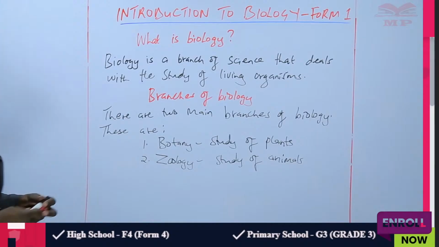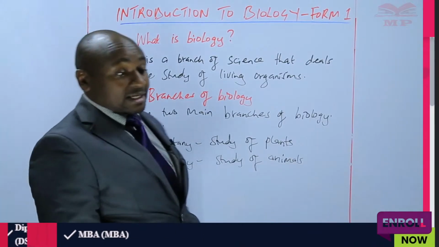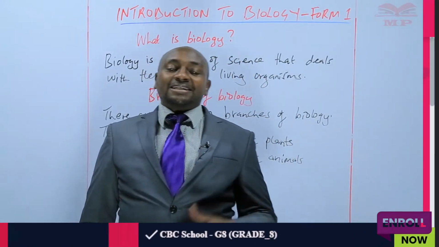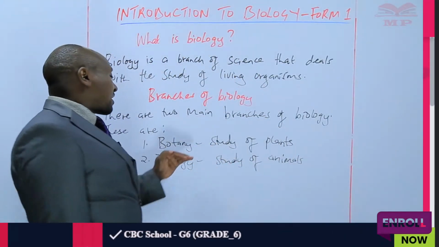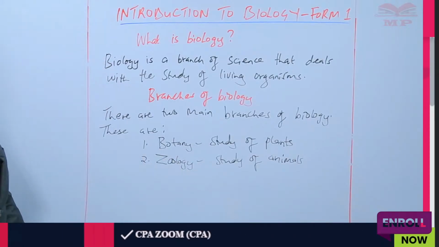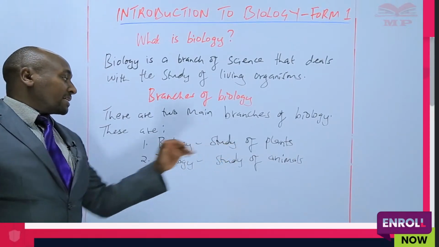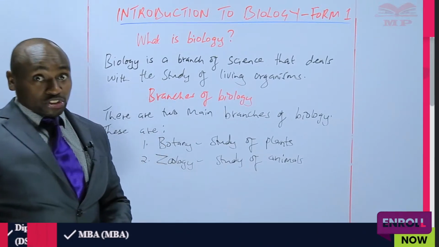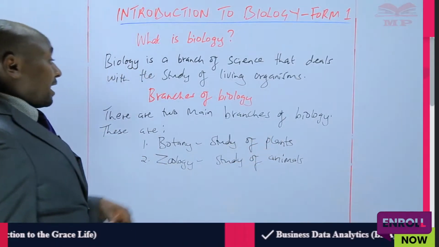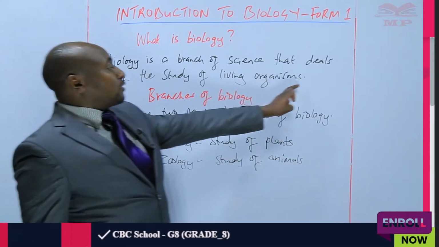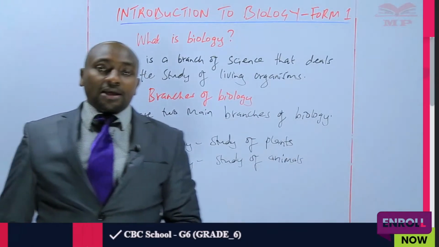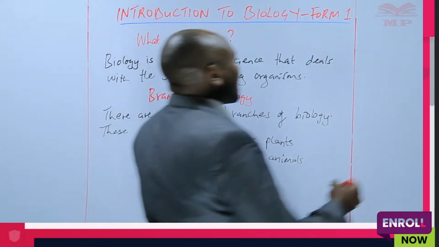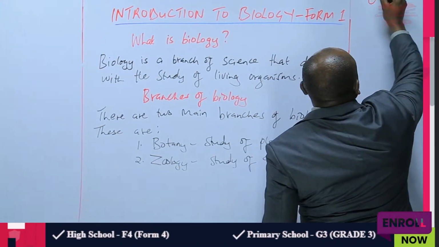Now, those are not the only branches that we have. We have other branches that are smaller, but we are saying that these are the main ones, whereby we study the plants in botany and we study animals in zoology. And plants and animals are part of the living organisms that we are discussing here. Now, it is also important to look at other branches of biology.